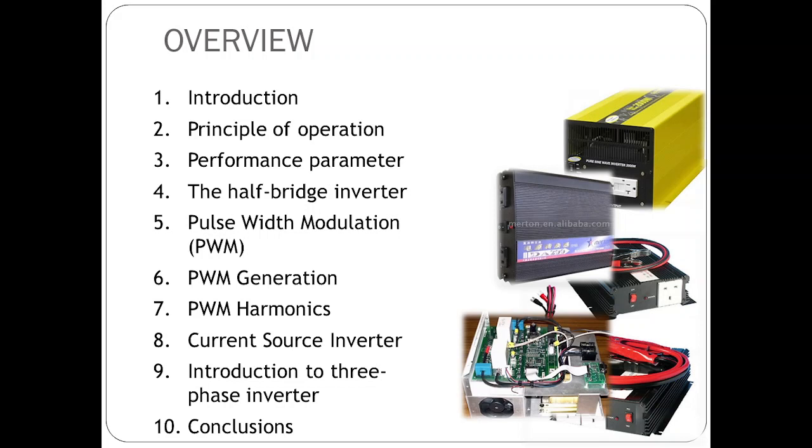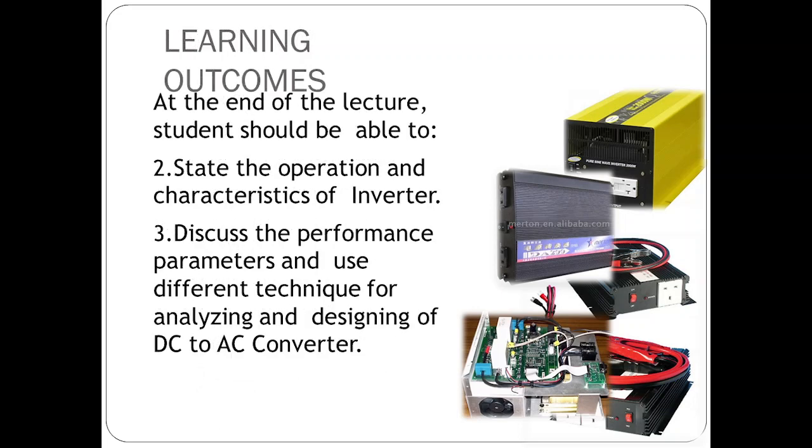The current source inverter is one of the types, and an introduction to the three-phase inverter is also there, along with some conclusions. The voltage source inverter is also discussed here. At the end, the characteristics of the inverter will be discussed, as well as the performance parameters and the use of different techniques for analyzing and designing the DC to AC converter. Why? Because if this DC to AC converter is designed properly and is robust with the available techniques like PWM, then the inverter will operate at good efficiency.